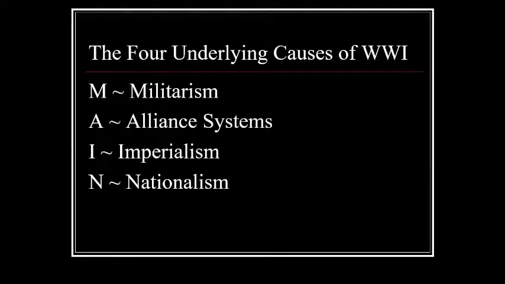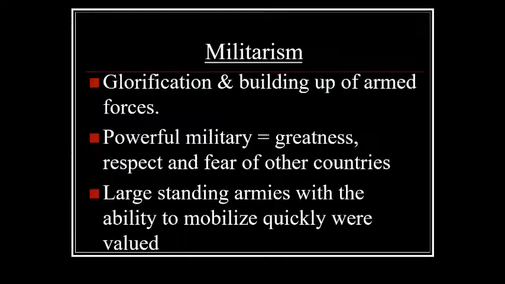There are four main causes of World War One, and we're going to take a look at all four of those today. Now, you can sum it up with the acronym MAIN, meaning militarism, the alliance system, imperialism, and nationalism. All right, so let's go ahead and begin with this.